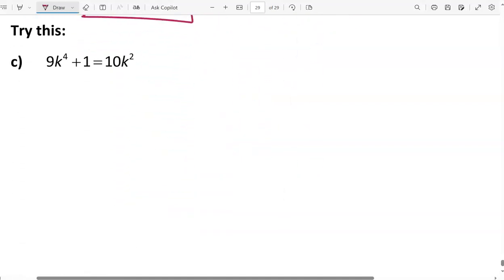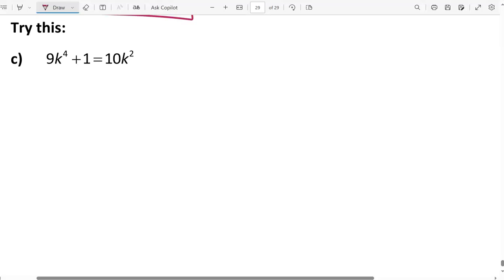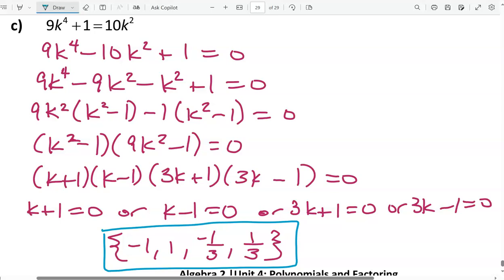Here's one for you to try. Pause the video while you try this one on your own. Here is the solution for C, and that's it for the lesson.